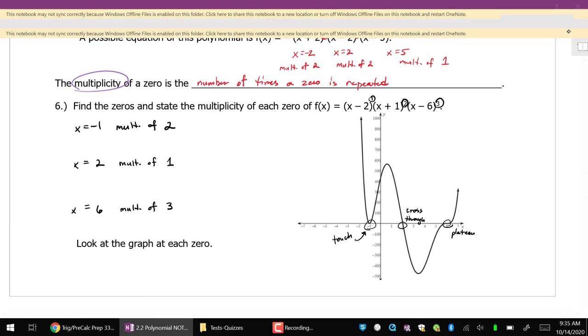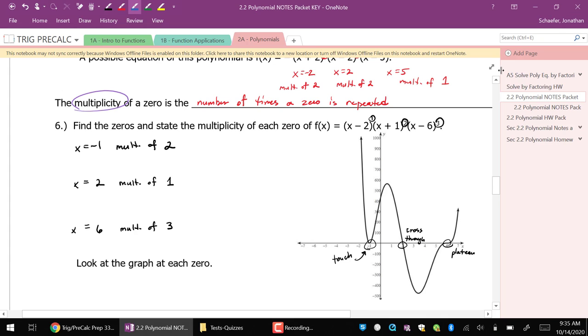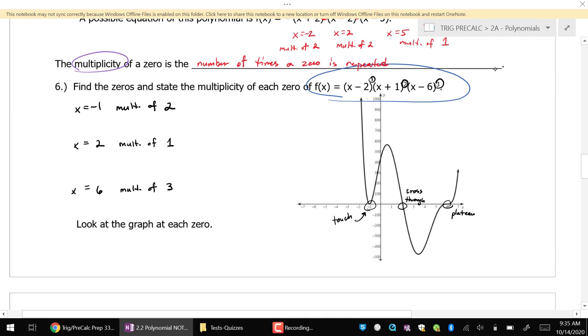So by now, we should be able to see the connections between the factored form right here and the powers of each factor and how they relate to the multiplicity of each one of those zeros. And by the way, one last comment. This is a degree 6 polynomial. There should be 6 zeros accounted for here.